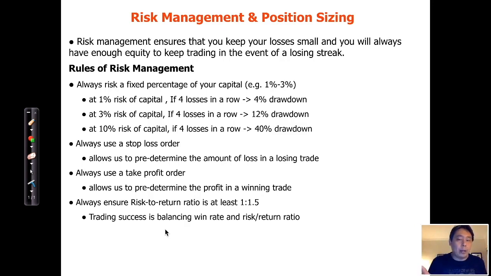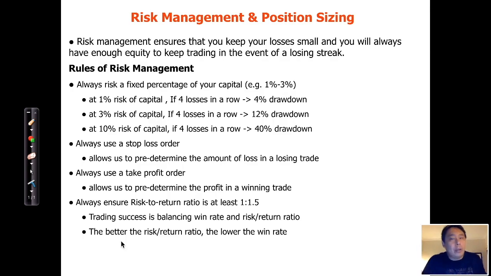balance, right? Which is risking 1 to make 1.5 and having a pretty decent win rate of about 60% to sometimes 70% win rate, okay? So again, remember, the better the risk to return ratio, the lower your win rate, okay? If you risk 1 to make 5, you can't get a 60% win rate. Your win rate may go down to only 30 to 40%, okay?